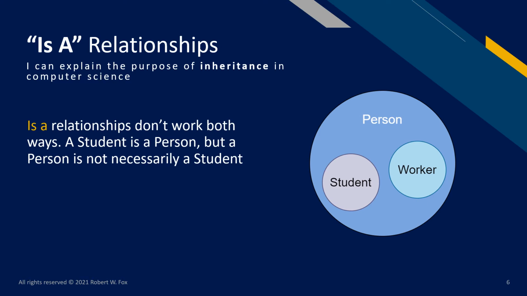Let's look at this idea of an is-a relationship visually. So on the right, you can see that we have this idea of a person. And then inside, we have two more specific examples. A student is a person, and a worker is a person. So again, student and worker are more specific examples of the bigger person. Now, this is-a relationship doesn't work both ways. We can say that a student is a person, but we can't necessarily say that a person is a student. Some people are students, but not all people are students.